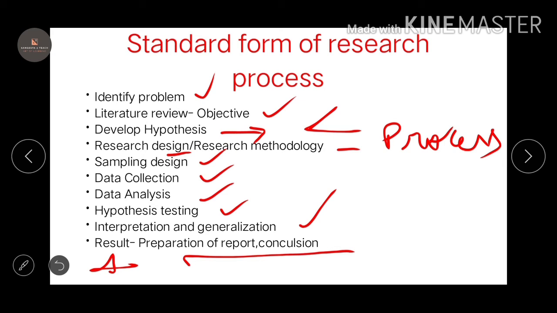We'll talk about it in detail in the coming classes, where you can collect the data from a primary source or a secondary source. Primary source is nothing but first-hand, directly from the people. It can be from interviews, observation, etc. Secondary source is where the data is readily available, maybe from some books or something. That is the secondary data. Coming to the data analysis, you analyze the data, and finally you test your hypothesis, interpret and try to generalize the conclusion of your research, and finally you prepare a report. This is the standard form of the research process.